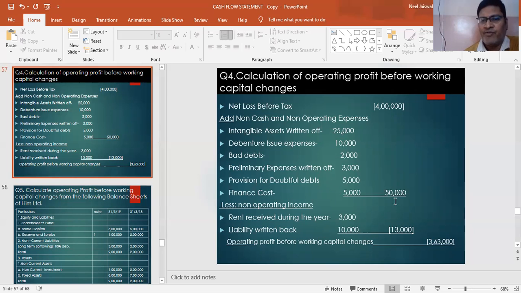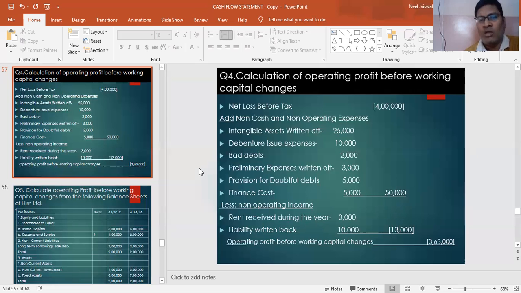When we add all these 50,000, we are getting 3,50,000 over here. Still a loss, yes, the loss has reduced a bit. Non-operating income like rent received during the year and liability written back, we are subtracting now because they were already added. So 13,000. So operating profit before working capital changes is coming to 3 lakh 63. That means 3 lakh 50 loss was there and 13,000 more.